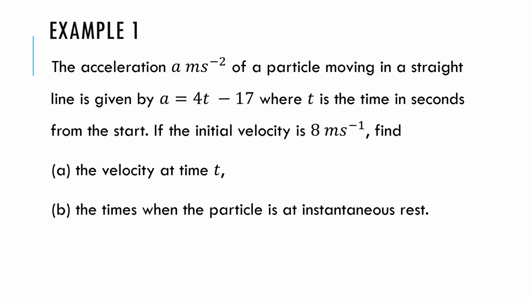Example 1. The acceleration a meter per second square of a particle moving in a straight line is given by a is equal to 4t minus 17, where t is the time in seconds from the start. If the initial velocity is 8 meters per second, find part A, the velocity at time t, part B, the times when the particle is at instantaneous rest. Part A, the velocity at time t.